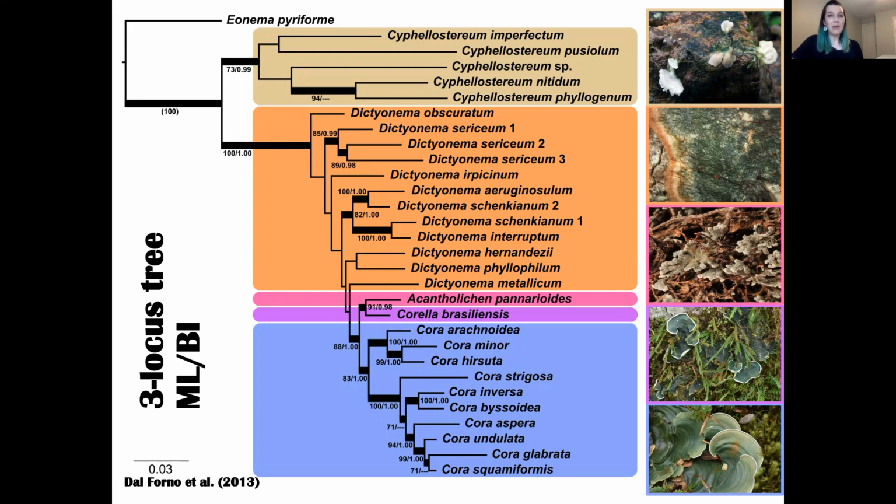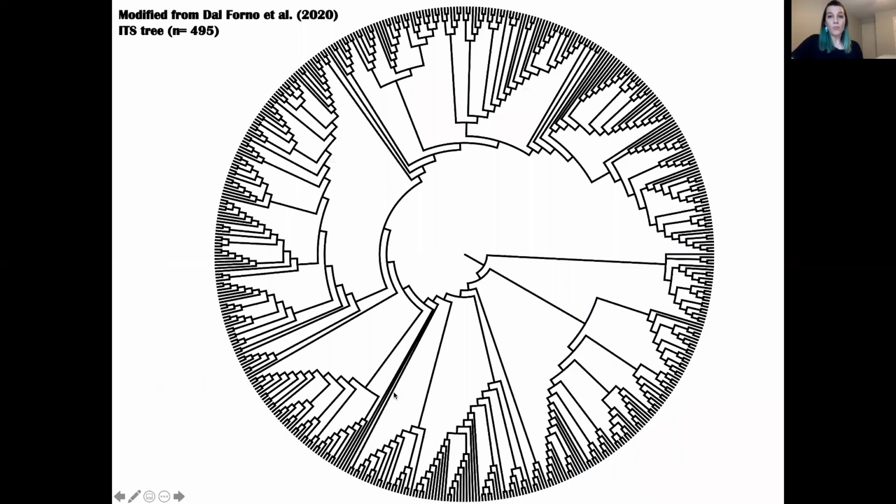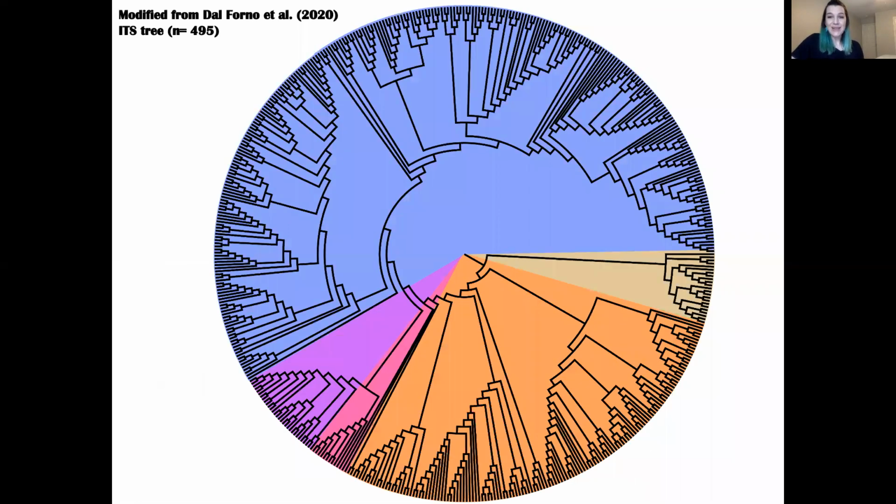Then a derived clade here with 3 monophyletic genera, Acantholichen, Corella, and Cora. As you can see, this paper is a bit old now, so I'm going to move on to a more recent paper. And we have microbiome data for almost 2,000 samples. But as I mentioned before, I'm just going to present the part that we have corresponding data for the photobiont as well. And the colors that we now see in the background represent these 5 genera.